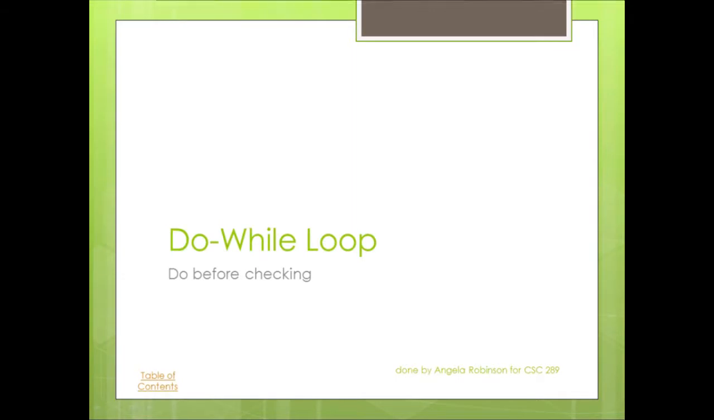Just like the while loop, the DoWhile loop performs statements as long as the Boolean expression is true. The difference is that this loop checks the condition after performing the statements instead of before. This is called a post-test loop.